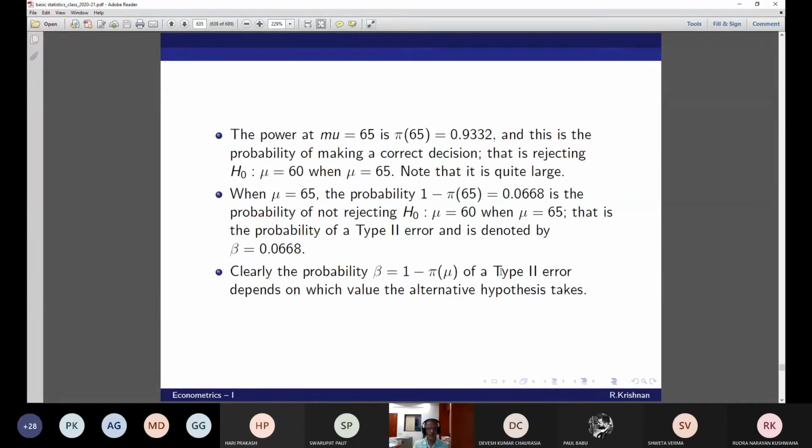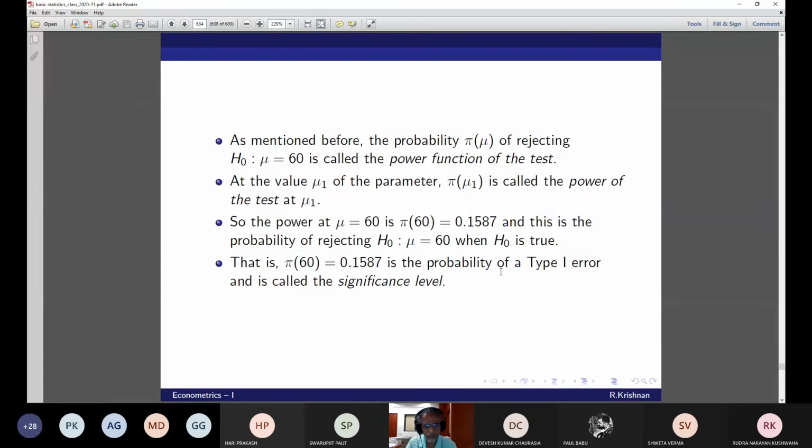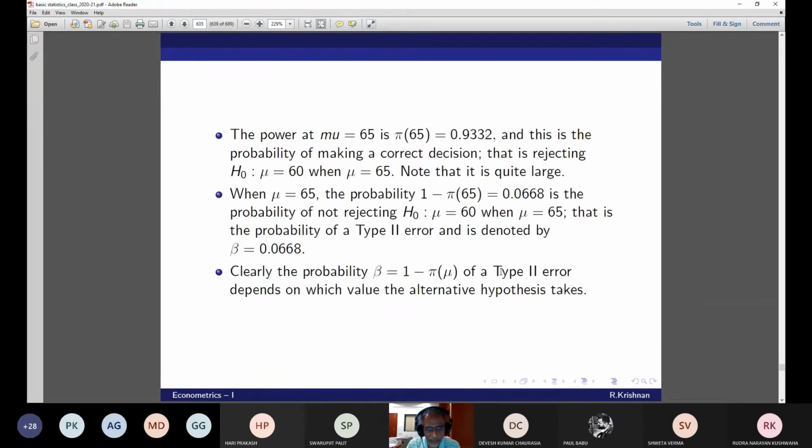Look at this. The power at mu equal to 65, the slash is missing. We had discussed this at 0.60, and what will be the power of the test when we evaluate at 65? At mu equal to 65, pi(65) is equal to 0.9332. Isn't it quite high? And look at the terminology, this is what confuses people, but this is the correct terminology.